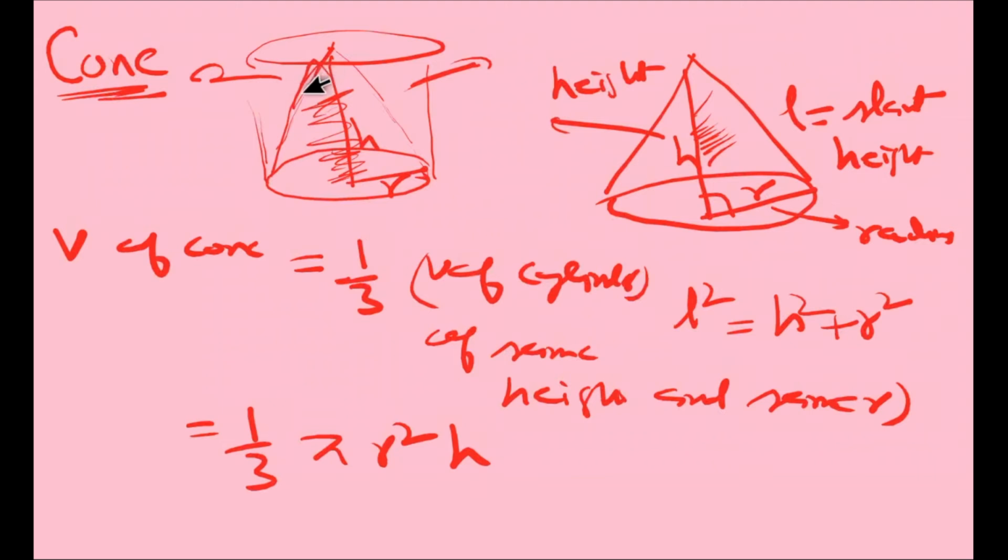It means at the same height and same radius you can find 3 cones. Okay, what is the ratio of the volume of the cylinder and the volume of the cone? That is 3:1 for the same height and same radius.